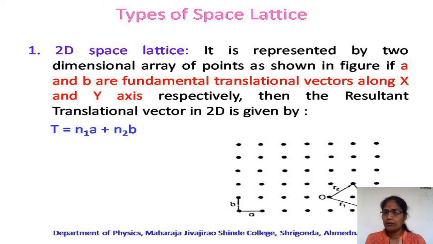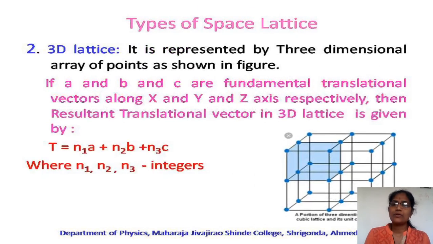A is nothing but the length or interatomic distance along x, and B is the interatomic distance along the y-axis. We have considered only two axes, and we will build the entire structure by repeating A n1 times and B n2 times. The whole structure can be built up. This is called a two-dimensional space lattice.